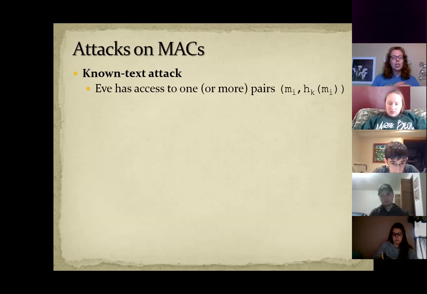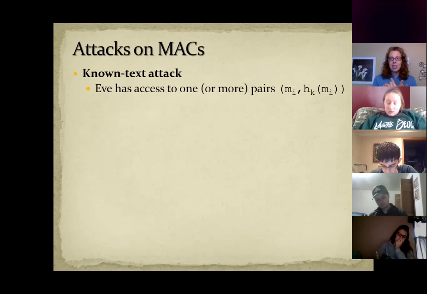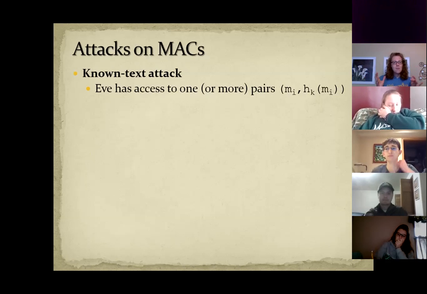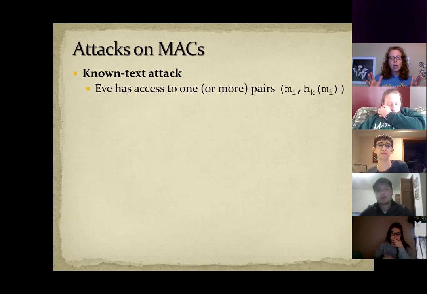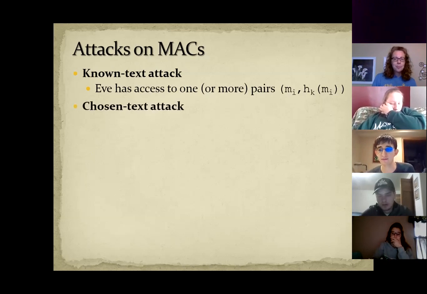Known text attack. She has no control over what those pairs are. She just has access to these pairs. And then she'd like to try to attack and be able to either find the key or forge an authentication tag for her message. So just known text. This is the least amount of control that Eve can possibly have. No control over them, but she sees these go by.